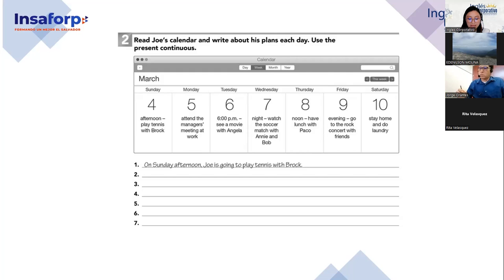Write sentences as in the exam. At least one, por lo menos una oración, elijan cualquier día, ¿ok? Okay, at least one sentence.